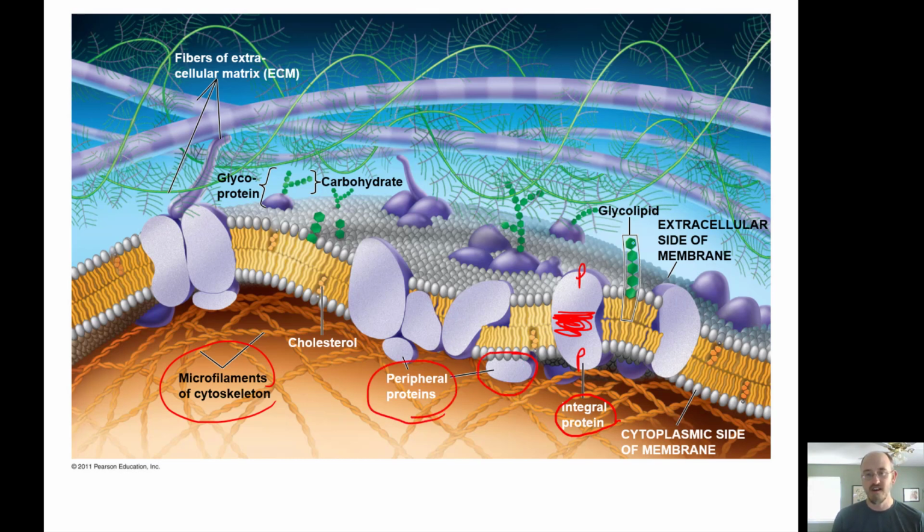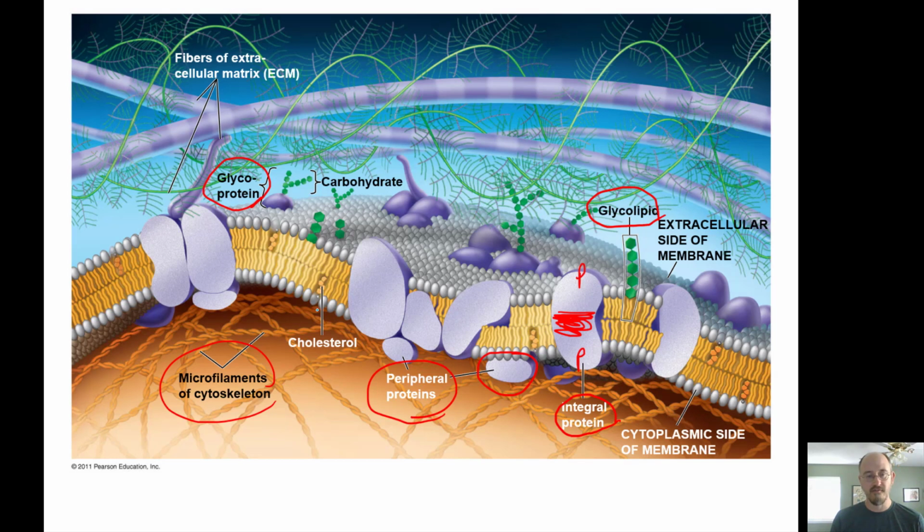And we also see other structures here like glycolipids. That's a combination of a lipid, a fat, and a sugar, like glucose, and glycoproteins, which are proteins with sugars attached to them. We can see those stuck to the membrane. So there's a lot of stuff going on in a membrane.